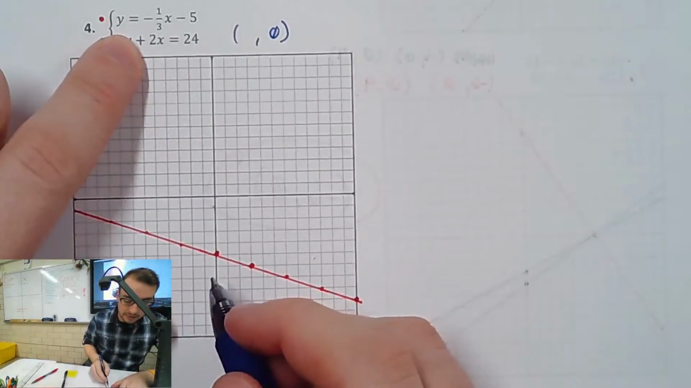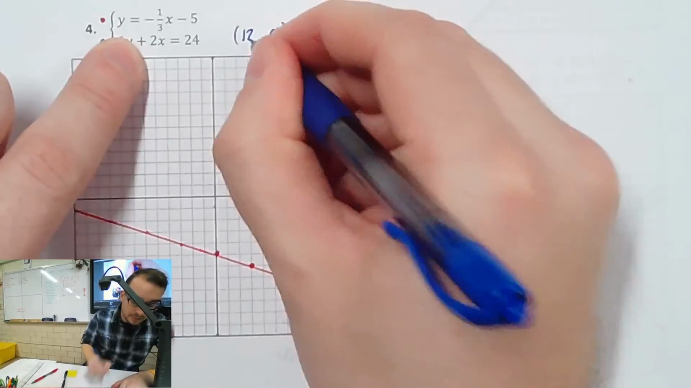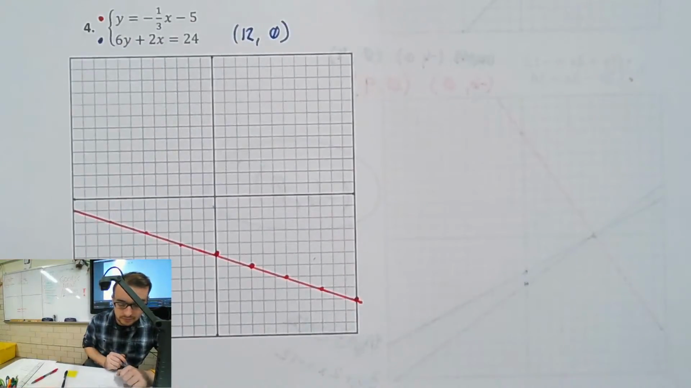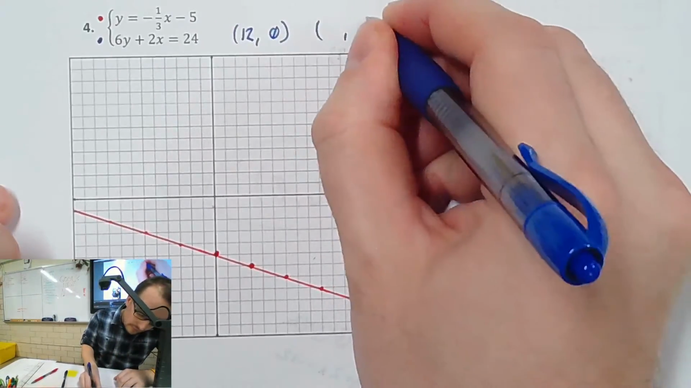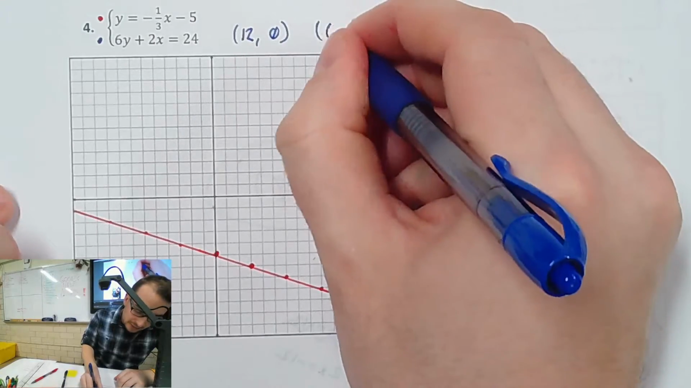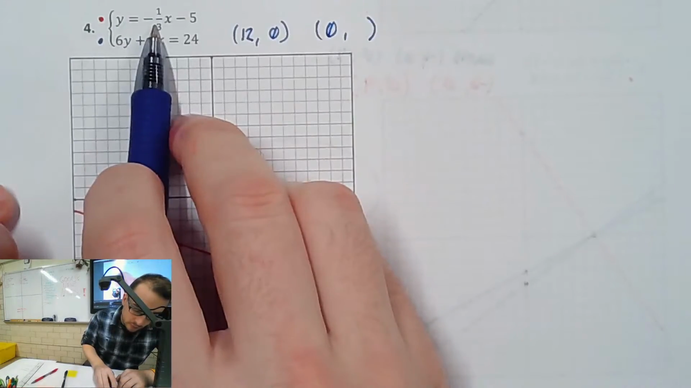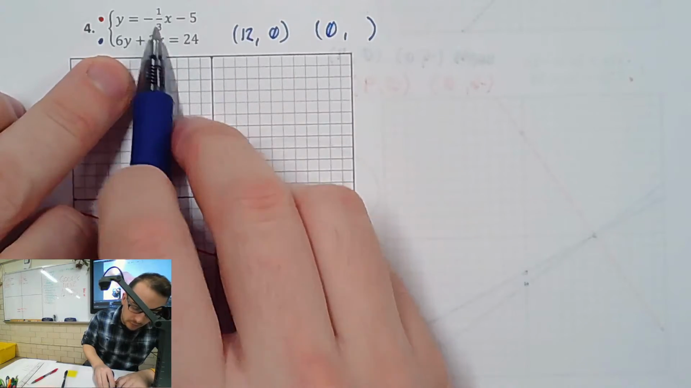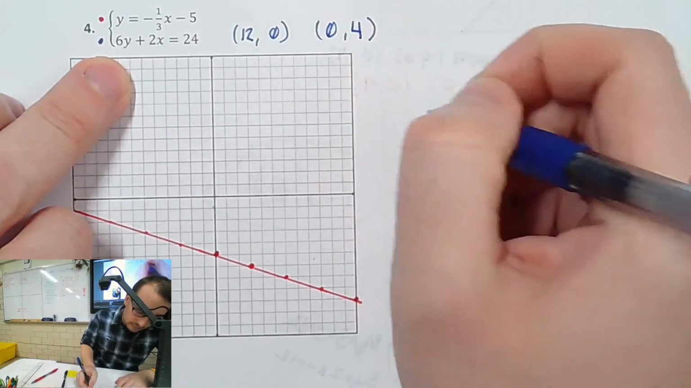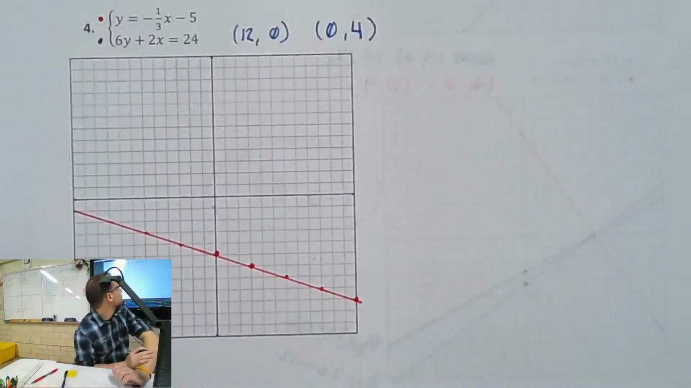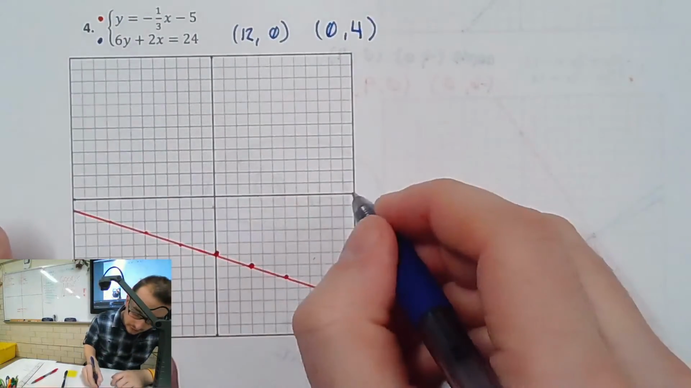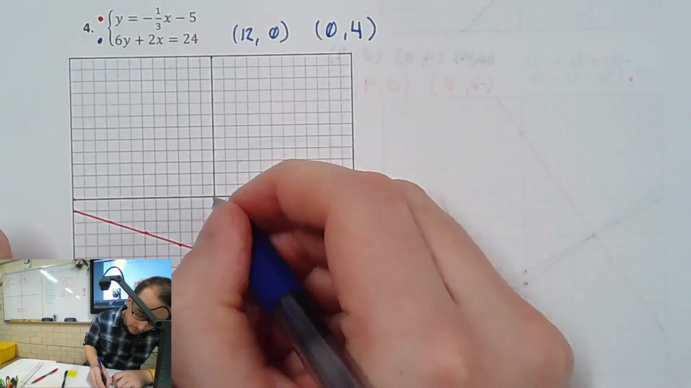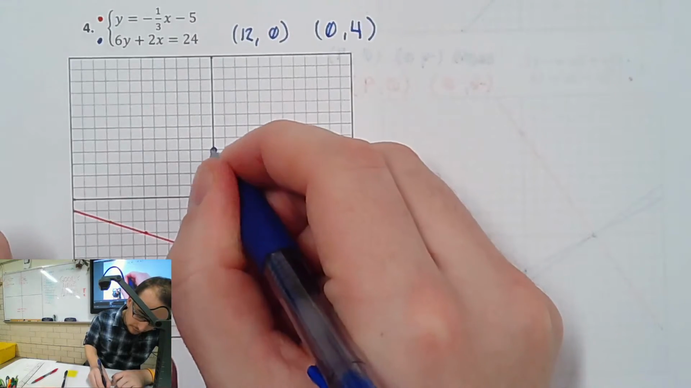I get what for x? 12. So that's going to be 12 comma 0. If I plug in 0 for x, I get what for y? 4, right? 6 times 4 is 24. So now I have 2 points and I can draw my line. 12, 0 is here. 0, 4 is here. 1, 2, 3, 4.